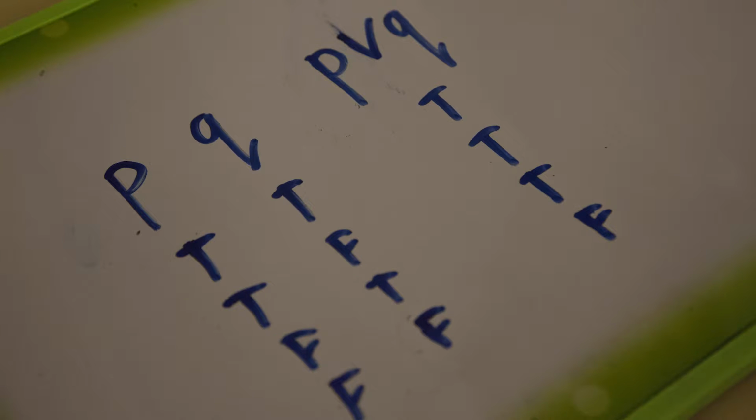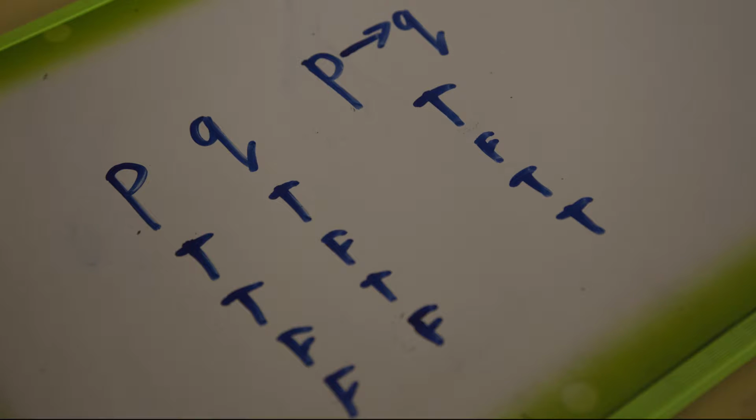Next is disjunction. It was denoted by this sign, and it represents OR. For example, P or Q. In the set of conditions, if there is only one true or they are both true in the two conditions, it is equal to true. If they are both false, it is equal to false. That's how you solve disjunction.